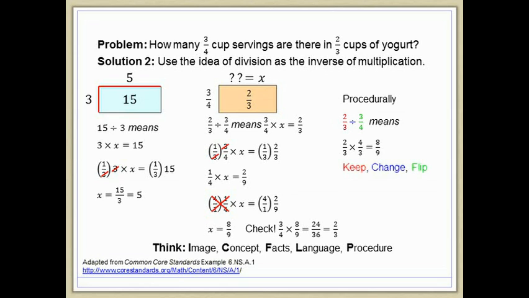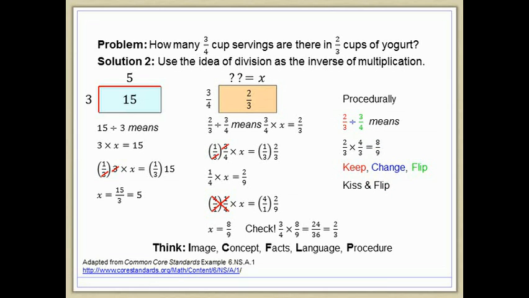There are some other ways to remember this. Keep, change, flip is one. Keep the first fraction, change the sign from divide to multiply, and flip the second fraction. This is a common one. Kiss and flip is another way people talk about it.